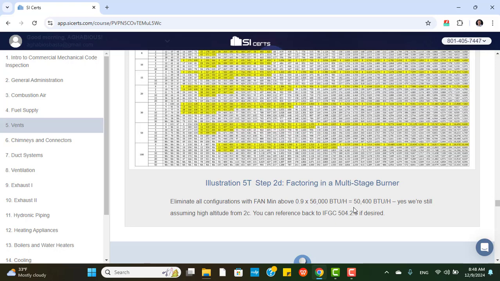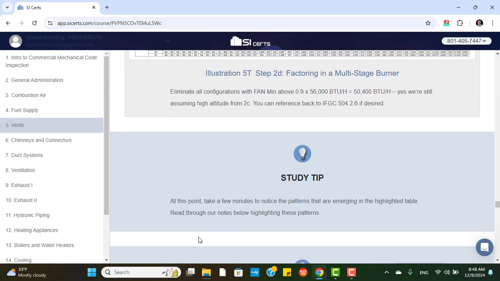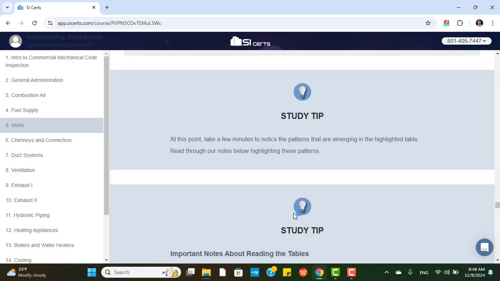Yes, we are still assuming high altitude from 2C. You can reference back to the International Fuel Gas Code 504.2.6 if desired. Study tip: at this point, take a few minutes to notice the patterns that are emerging in the highlighted table. Reading through our notes below highlights these patterns.